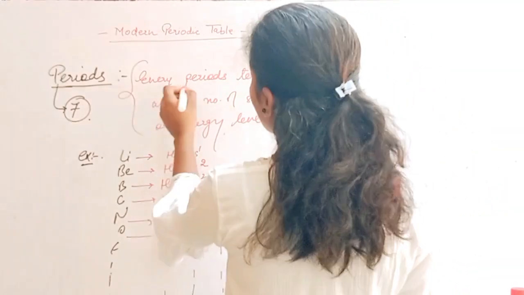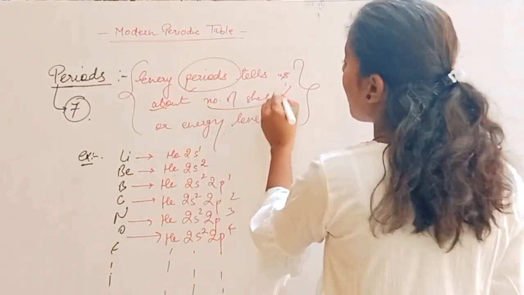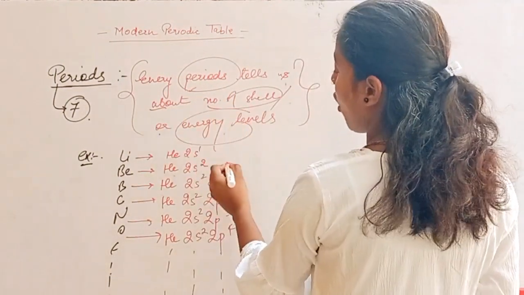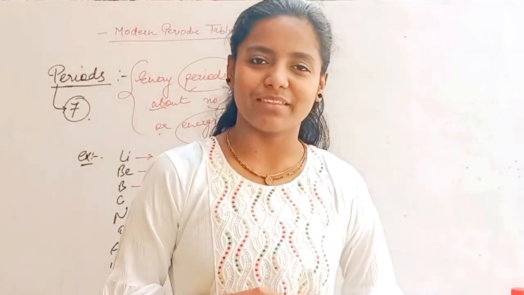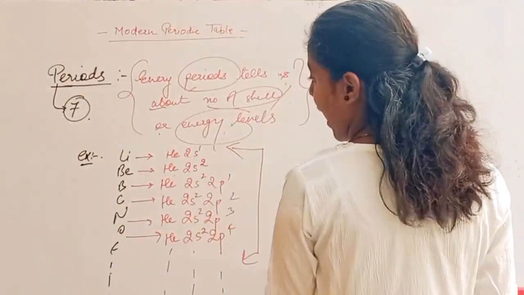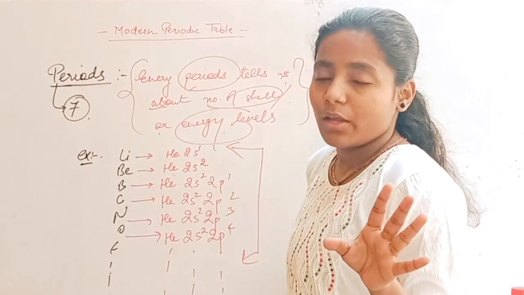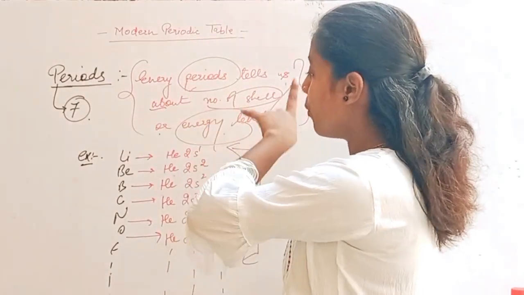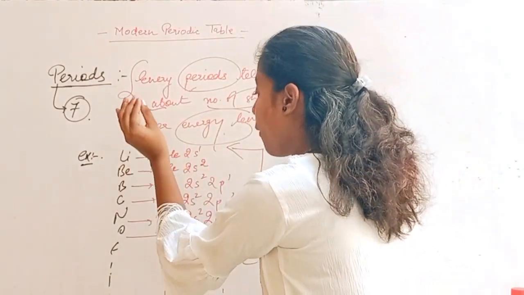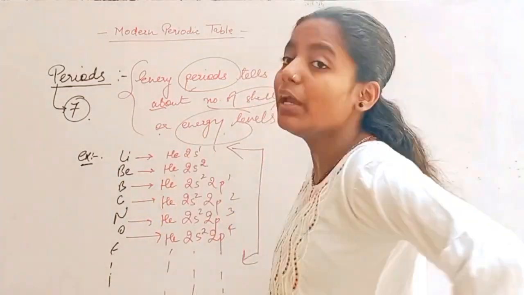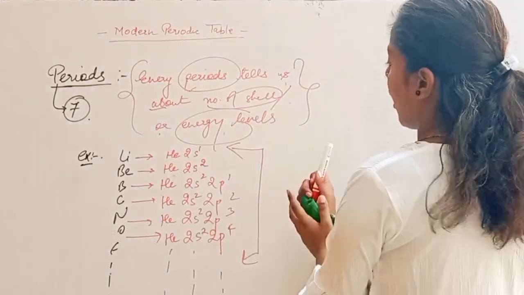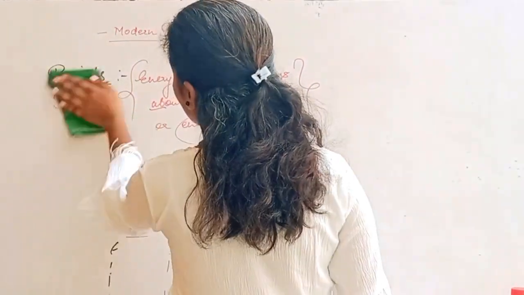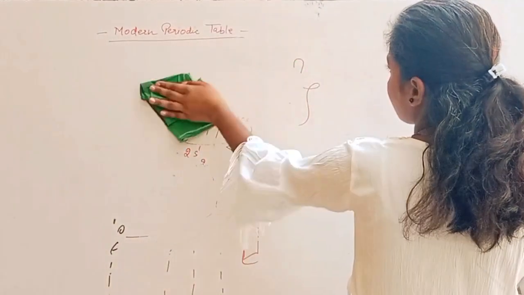So you can clearly see periods tell us about the number of shells or the energy level of the particular elements in a period. Hopefully this is clear. Everyone understands all about the period, what the period's work is, and how the elements in one period could be written in the form of electronic configuration. Okay, now let's talk about the nomenclature of elements.